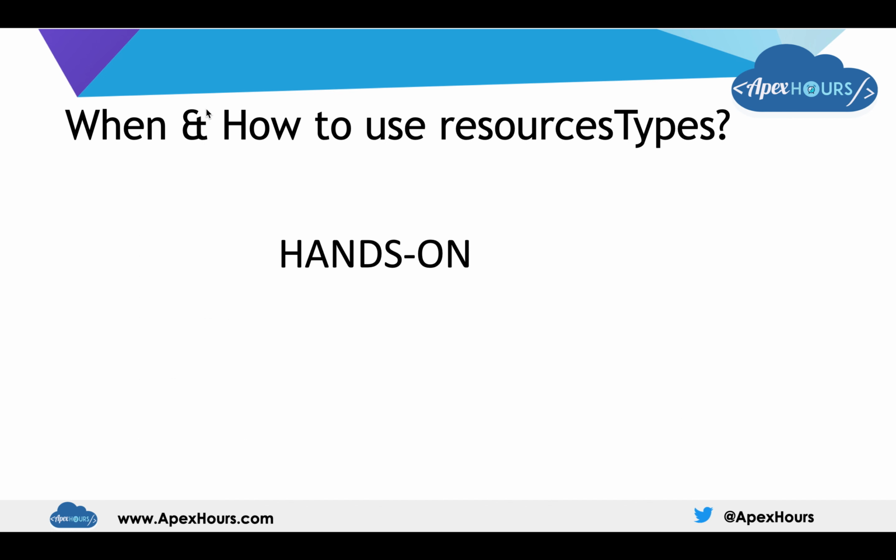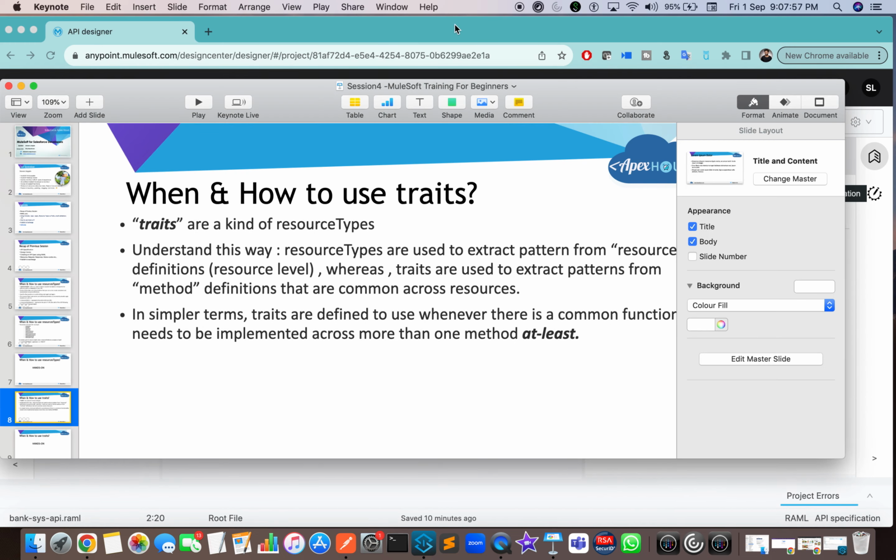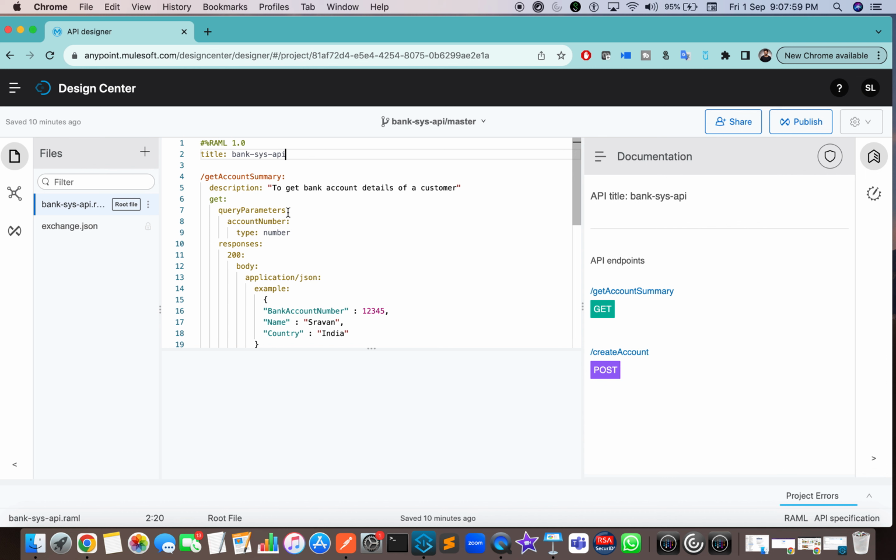Now let me stop presenting here and go back to our design center. Okay, so what I will try to do is create a small resource type. So how to use it first? This is what we saw in the last session, that we created two resources with two different methods, get account summary and create account. Now I wanted to show you the example of a resource type.